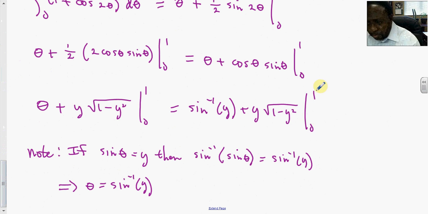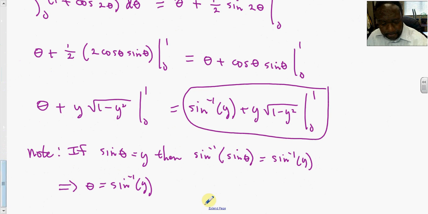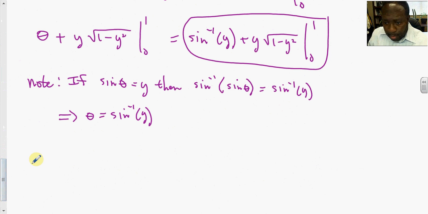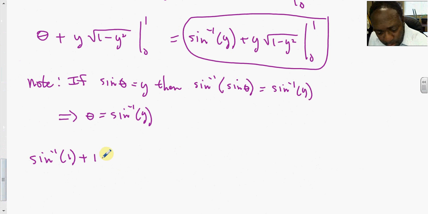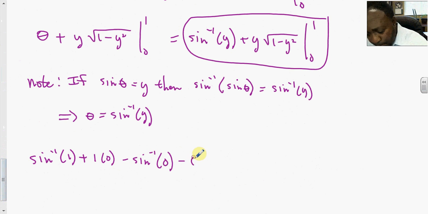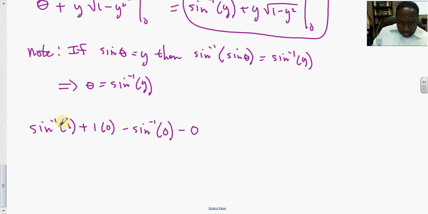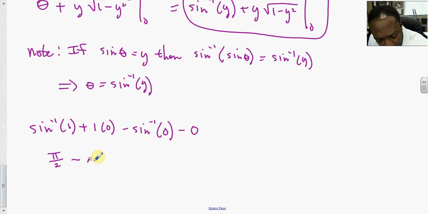Now we can do the evaluation. So we evaluate that. We get sine inverse of 1 plus, we plug it in, y equal to 1. So this is 1 times 0 minus sine inverse of 0 minus 0. Now sine inverse of 1, sine of what gives us 1? That's pi over 2. And then this is 0. And then sine of what gives us 0? Just 0. We get pi over 2.